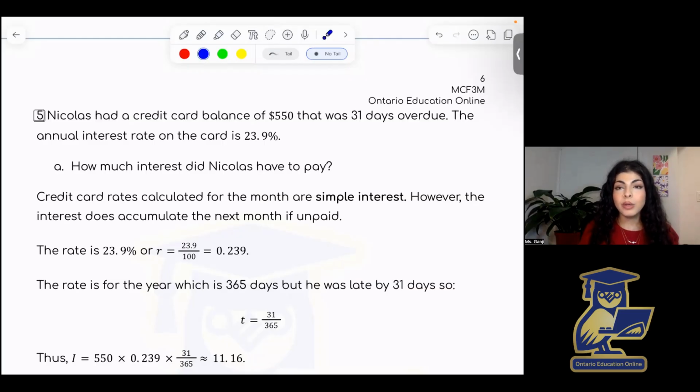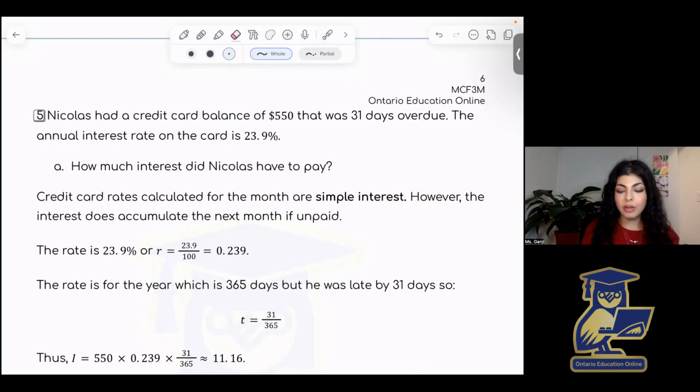So that's why you have to look at it month per month. And then if you're looking at it in that month on its own, then it is kind of like a simple interest for that month. But of course, if you do not pay, then the interest does accumulate the next month. So next month you have to pay whatever you haven't paid and the balance on top.